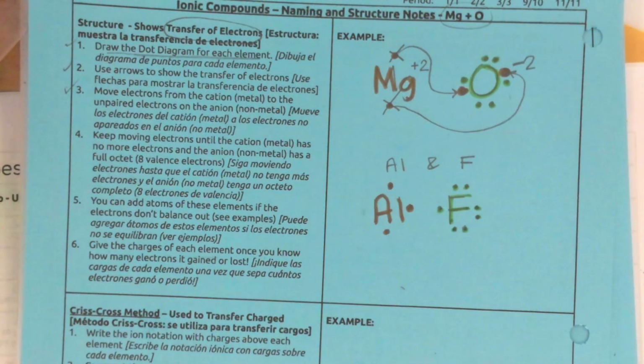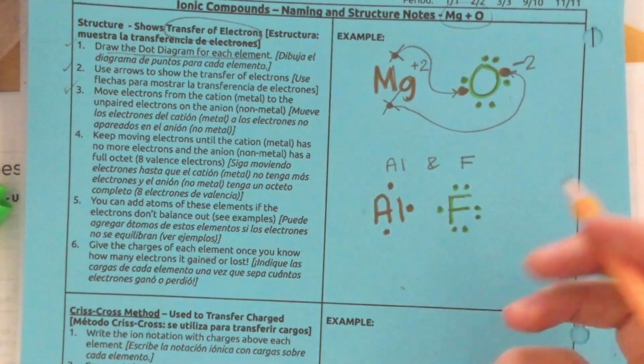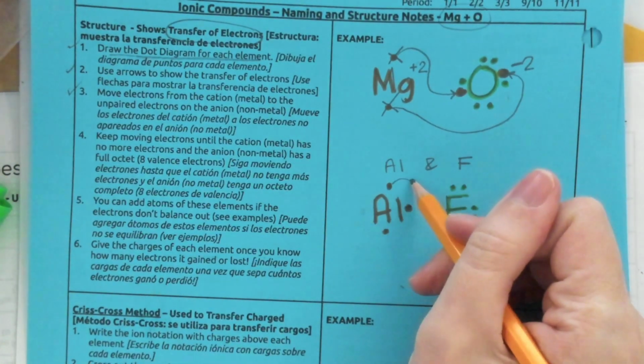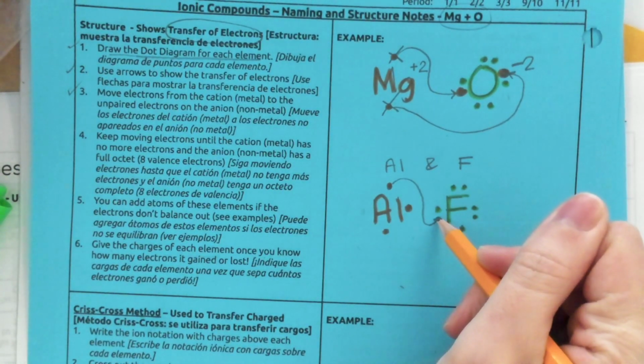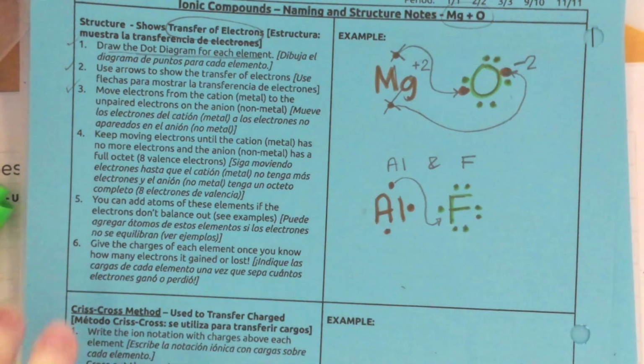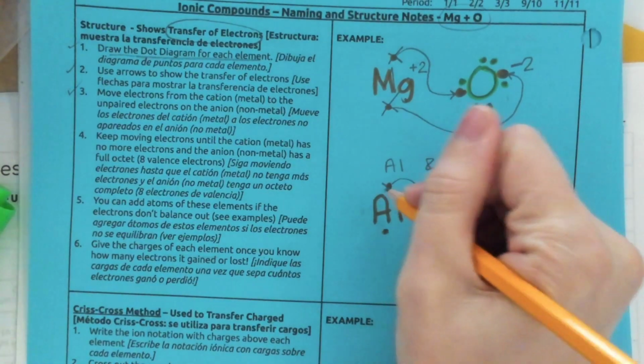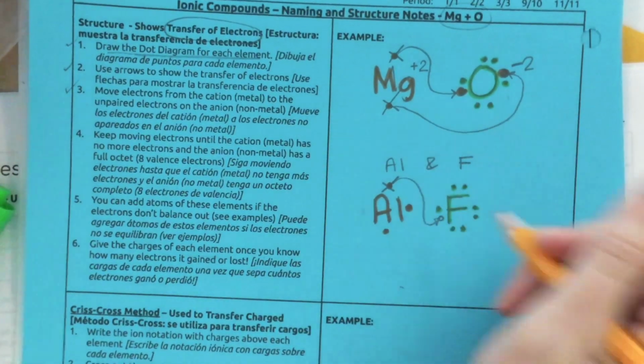So we're going to go through the same process with aluminum and fluorine. We drew our electron dot diagrams, check. We're now going to draw arrows to show the transfer of electrons. Okay, fluorine only has 1 spot to fill, so there it is. Cool. We're now going to move that electron over. Cross it out on aluminum, draw it in on fluorine.